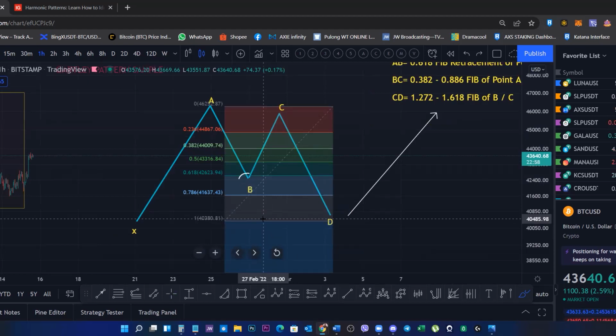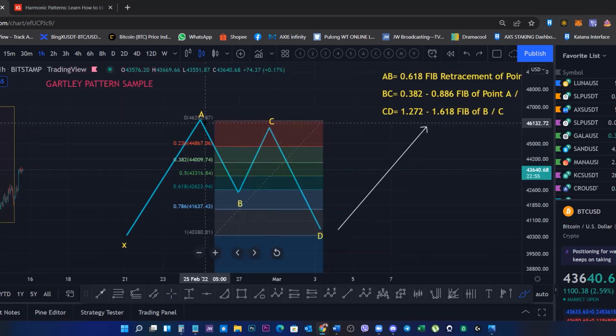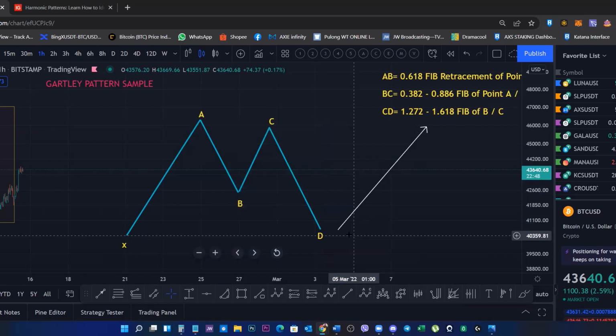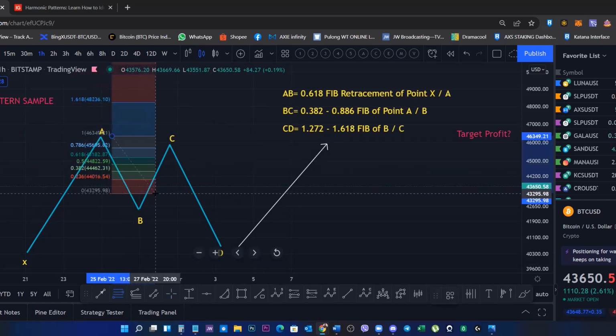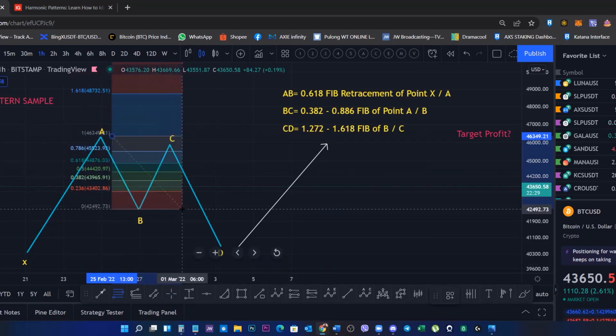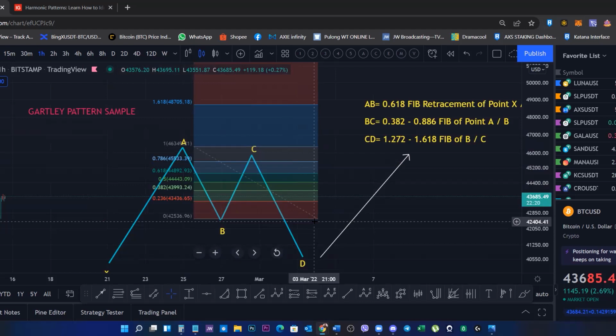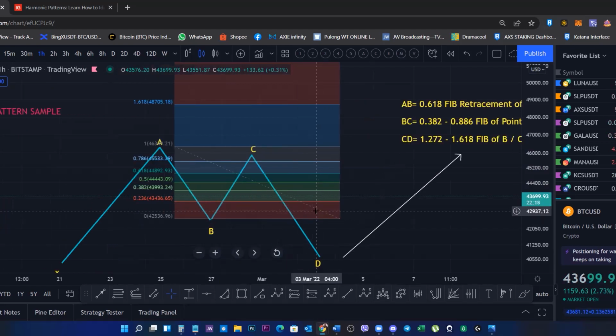Now, we want to know the point C. Where will it go? Or if it is valid, if there is already a price action at point C. How do we know if it is valid? So you have to use, I just move this, yeah. We will now use point A to point B. Okay, so point A to point B.